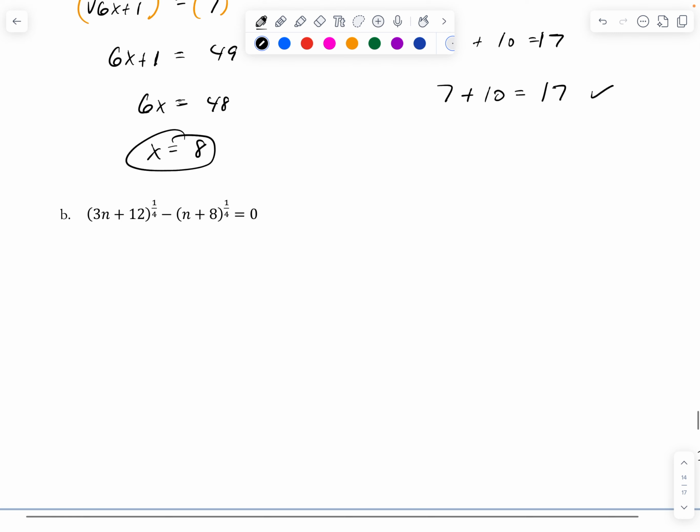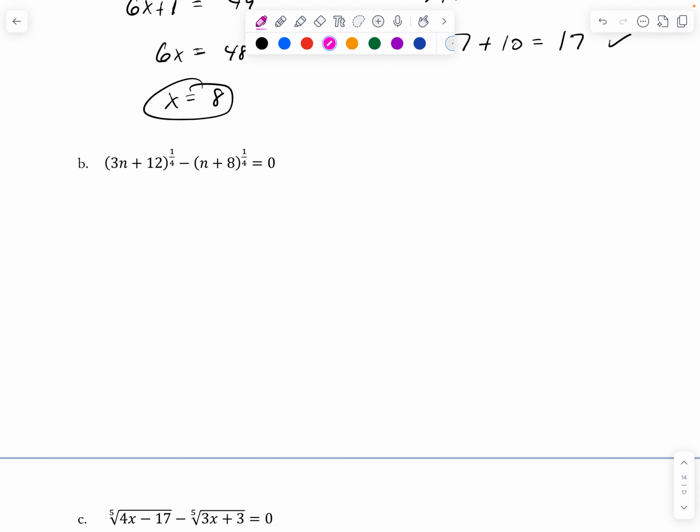Let's do b. Now, make sure when you get one of these on the final, because it says minus, let's move this second one over to the other side with addition. So (3n plus 12) to the 1/4 power is equal to (n plus 8) to the 1/4 power. All right, now I'm able to raise both sides to the 4th power to get rid of that 1/4 in the exponent, which is the same as the 4th root.